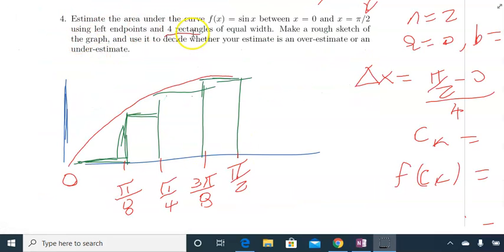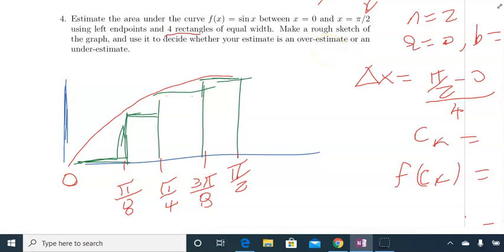Let's look at an example where we will relate area under a curve and use these summation notation ideas. Estimate the area under the curve, f of x is equal to sine of x, between x equals 0 and pi over 2, using left endpoints and 4 rectangles of equal width. Make a rough sketch of the graph and use it to decide whether your estimate is an overestimate or an underestimate.